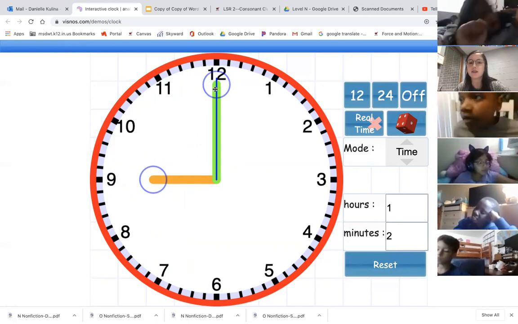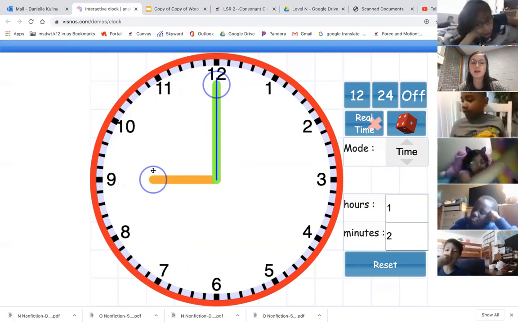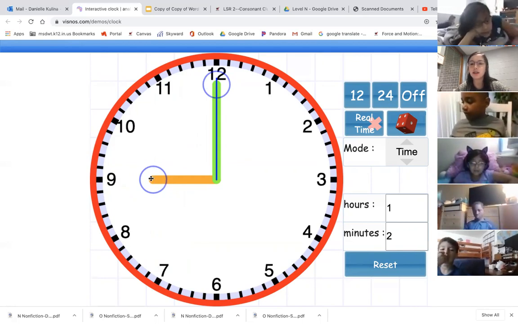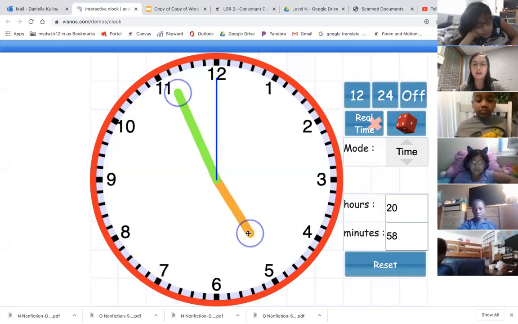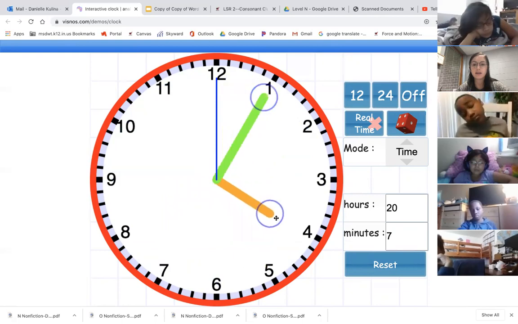So this would be 0, 0. So I'm going to create a time. Go ahead, close your eyes. I'm going to make a time, and I want you guys to send me that time. Close your eyes, close your eyes. Okay, open them.